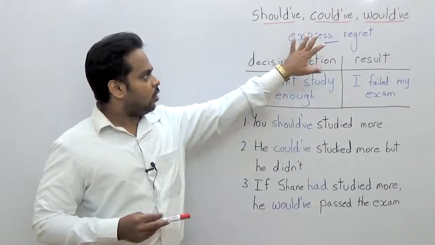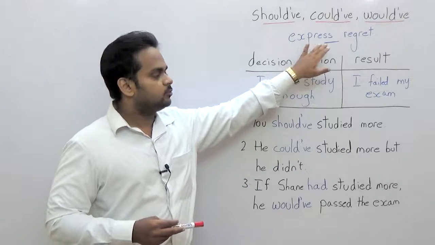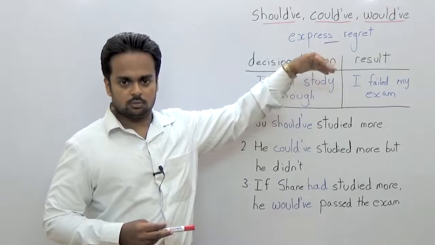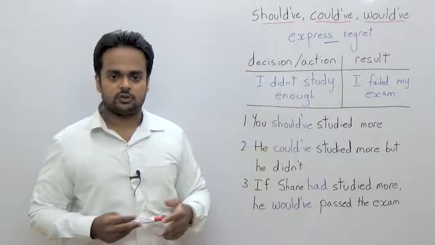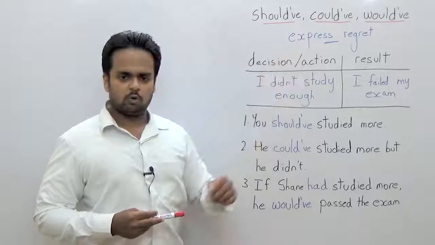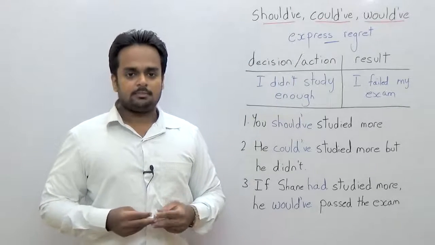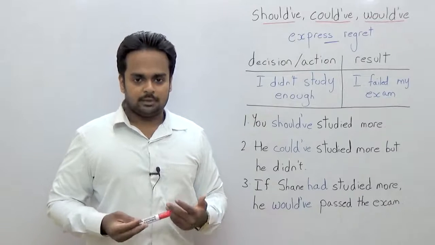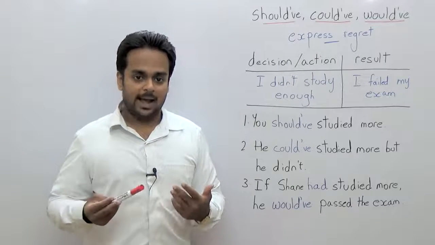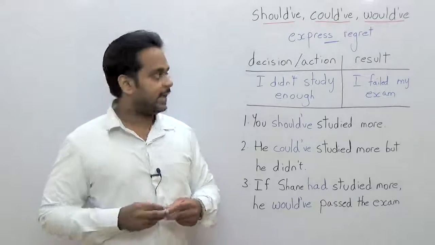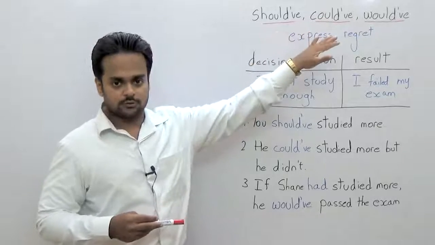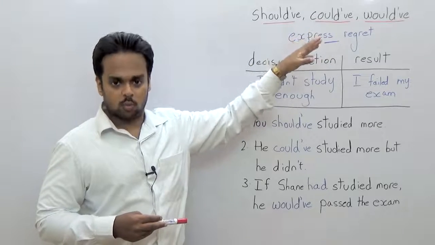Right now, these are all used to express regret about past decisions or actions. So what does regret mean? Regret means that we're unhappy about a decision or an action in the past. And that is the function of these words. And all three of these are grammar words. Okay.